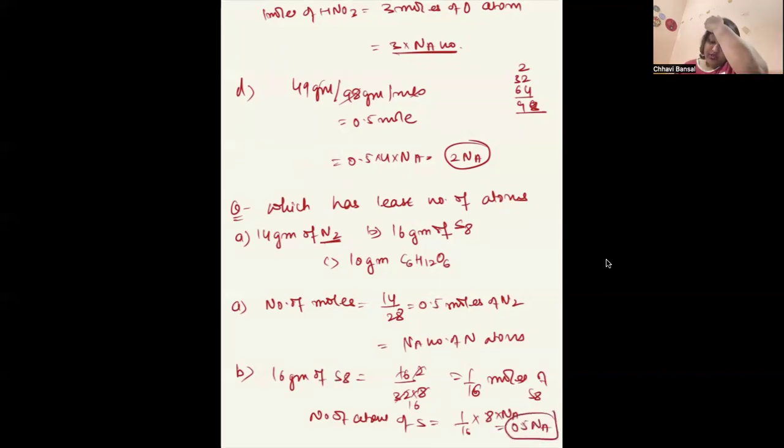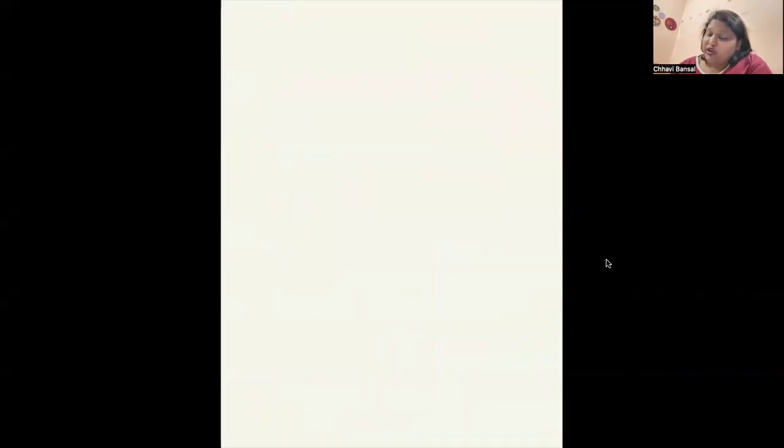So this A option is wrong, because already from A, less amount we got already for the B option. Let's see for the C option. C option, number of moles equals 10 gram divided by molar mass of C6H12O6, which is 180 gram. You do your own, first calculate the molar mass. So we'll get 1 by 18 moles.